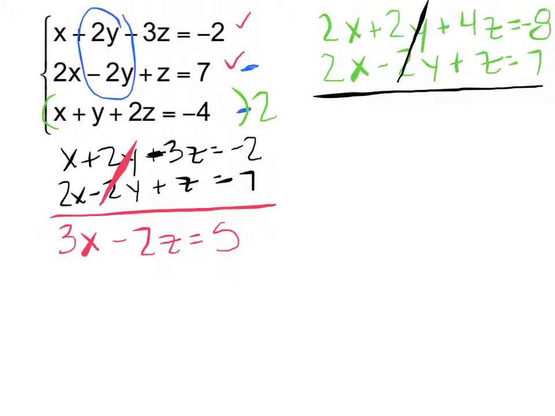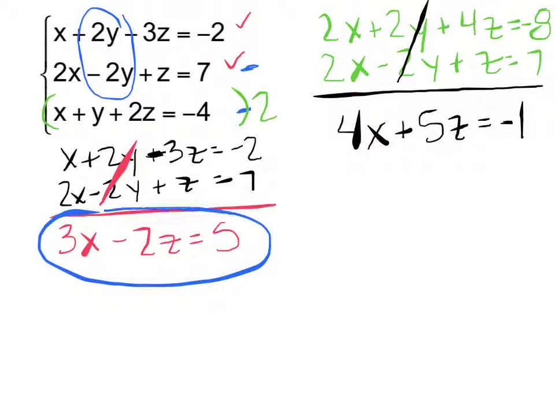So we get 2x plus 2x, which is 4x, 4z and z, which is 5z, equals negative 8 plus 7, which is negative 1. So now that we have these two equations with the same two variables, we can write those as a two-variable system and solve using methods we've already worked on. I'm going to move to another slide so that I have more room to work, and I'm going to copy these over.